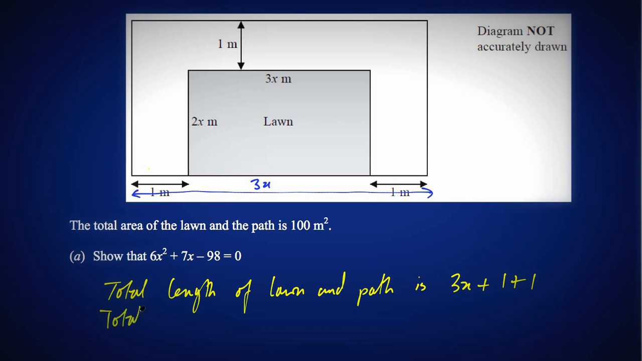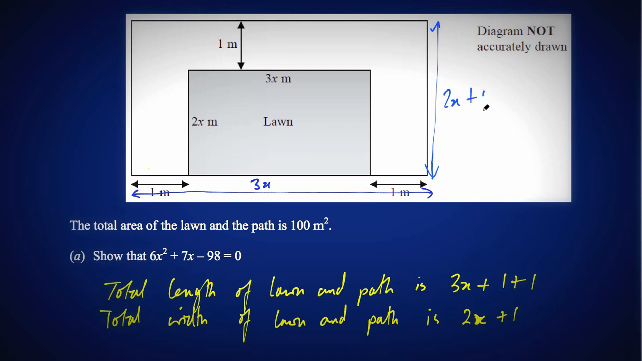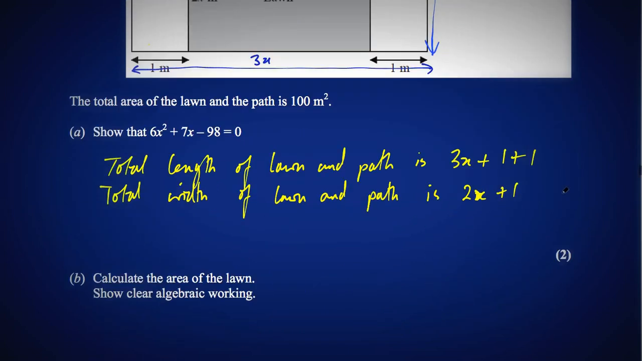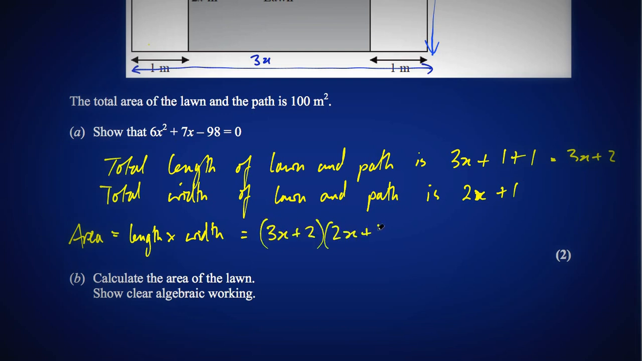Total width of lawn and path is 2x plus 1. That's this distance here, top to bottom, 2x plus 1. Area equals length times width. So this equals 3x plus 2 times 2x plus 1. And that equals 100 meters squared from the question.